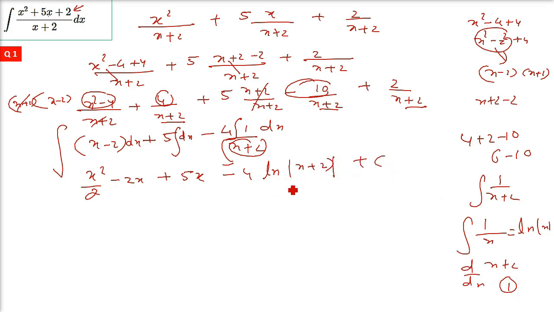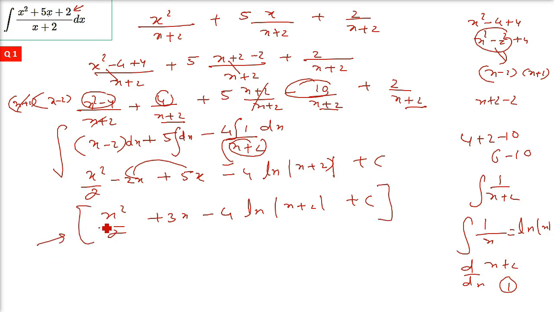Okay, then we have the constant of integration as well. So we have x square by 2, 5x minus 2x is 3x, minus 4 ln modulus of x plus 2, plus c, constant of integration. Okay, this is your final answer. So everywhere integration is already there, dx is already there. I am just skipping it, not writing it, because we have limited space and I want to show it cleanly. But I'll show you how you are going to write it. That will be presented to you, but the logic is here.